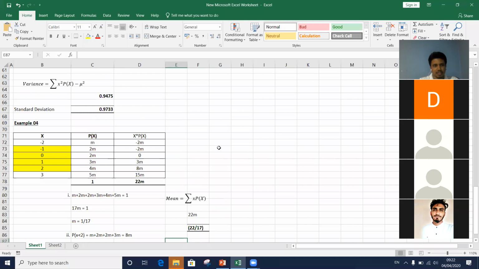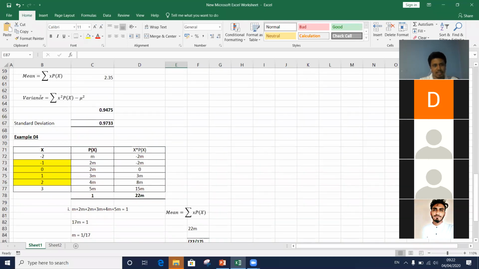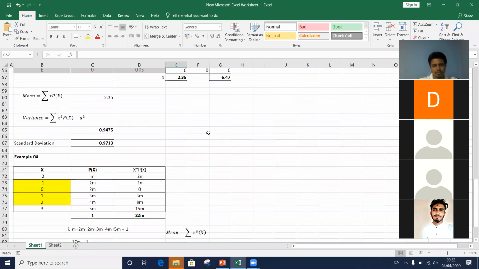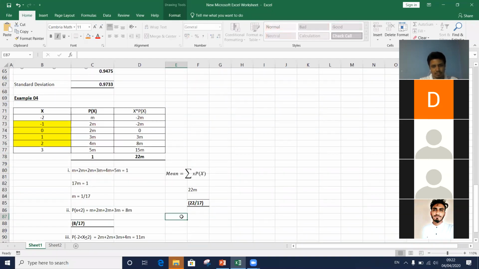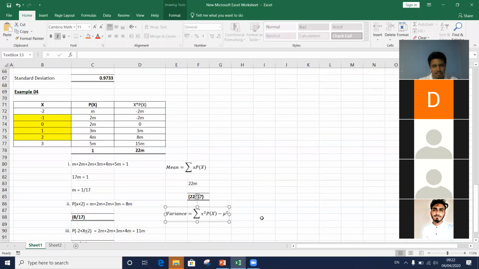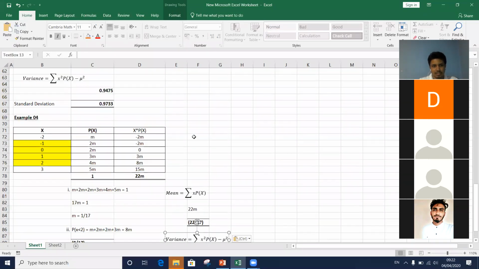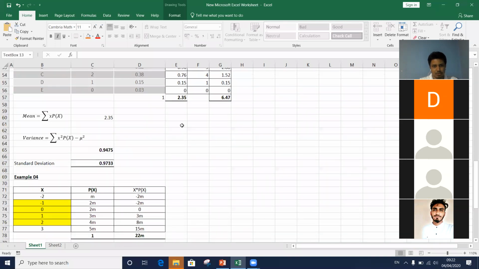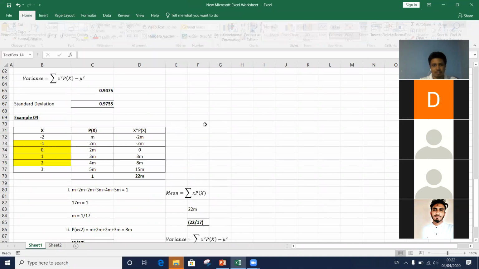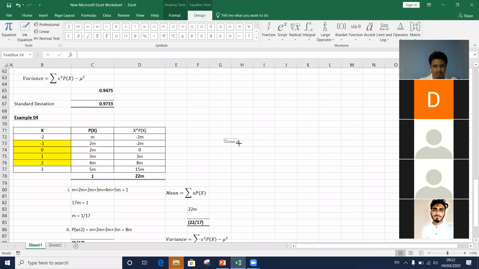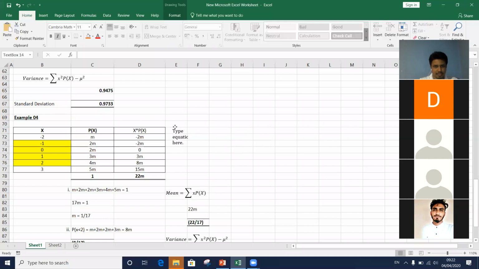And then we need to find the standard deviation as well, right? The standard deviation is the square root of the variance. So first we will find the variance. The variance is the sum of x squared into P(x) minus mu squared. It means first we should know the x squared values, right?